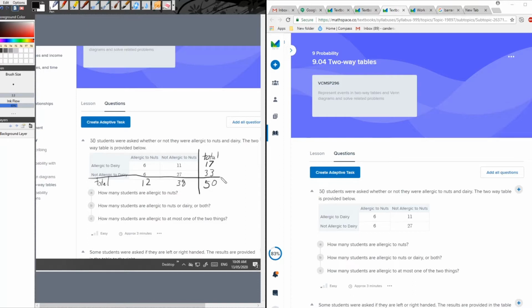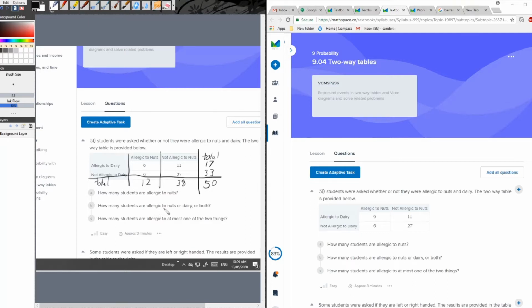Answer them much easier. So, how many students are allergic to nuts? Well, all you need to do is find where the nuts are represented. The nuts are represented here. So we want the total number of people who are allergic to nuts, which is just 12.